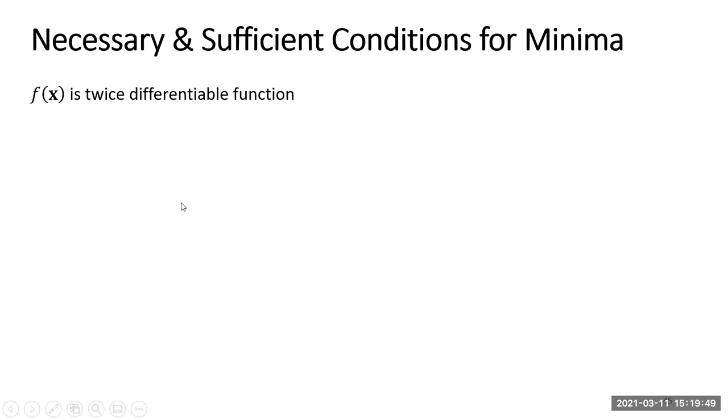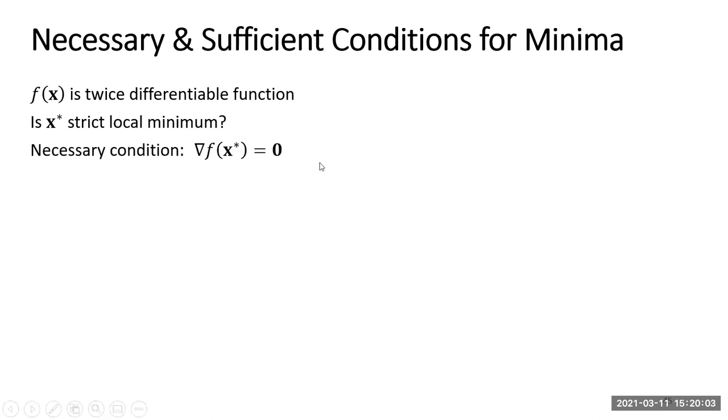Next, necessary and sufficient conditions for minima. F of x is a twice differentiable function. Is x star a strict local minimum? A necessary condition is its slope must be equal to 0. That's how you find the minimum, right? The derivative must be equal to 0.